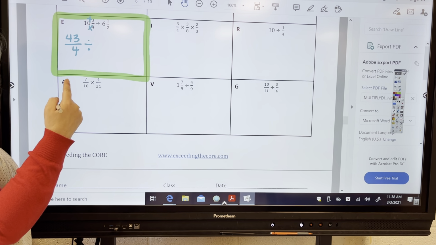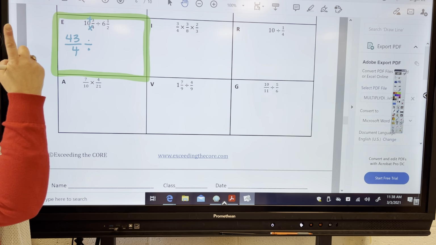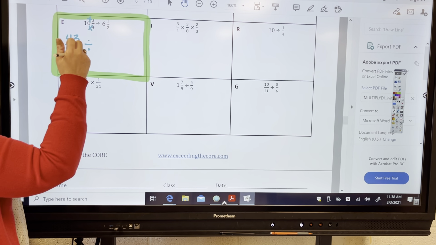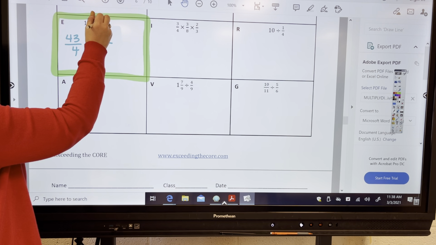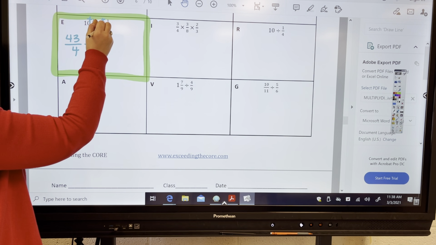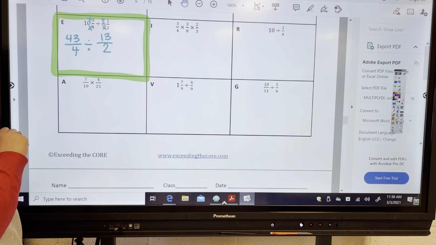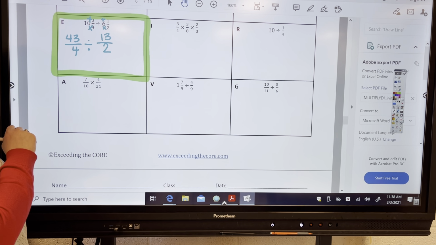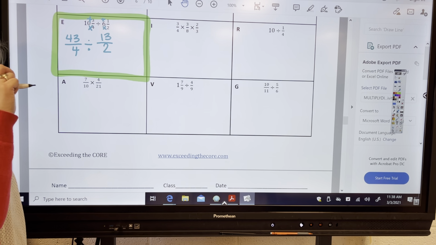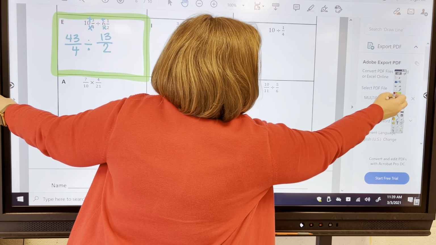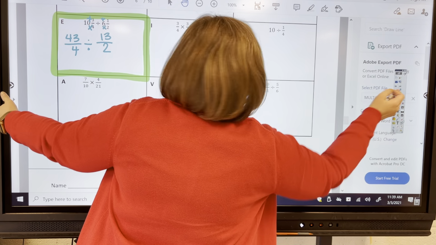Same thing for 6 1/2. We have to make it mad. Multiply, add, denominator stays the same. 2 times 6 is 12, plus 1 is 13. 13 over 2. Okay? Denominator stays the same. Multiply, add, denominator stays the same.